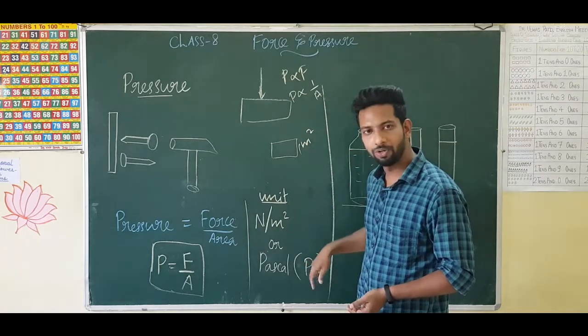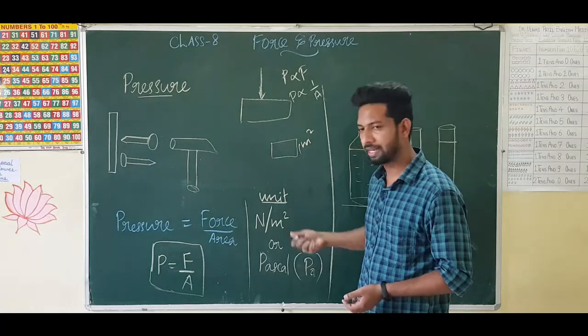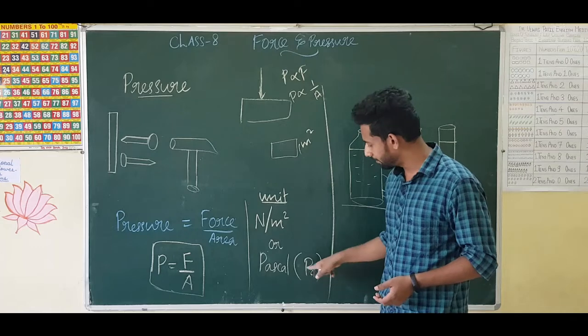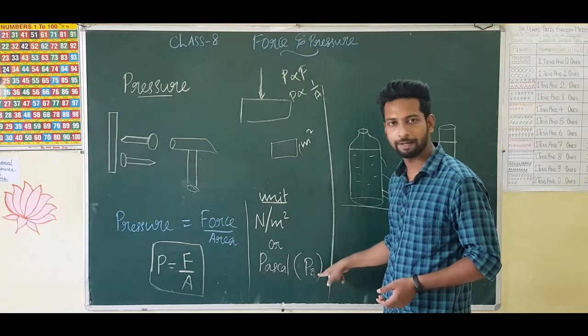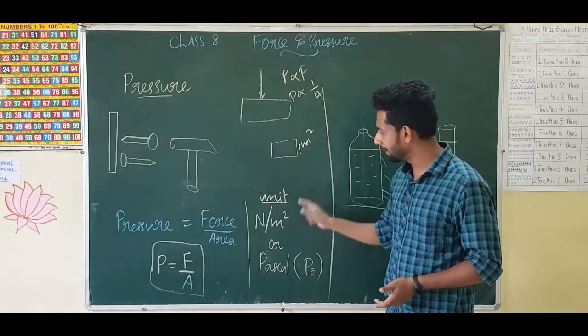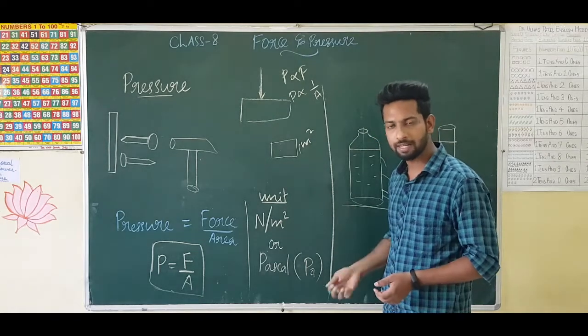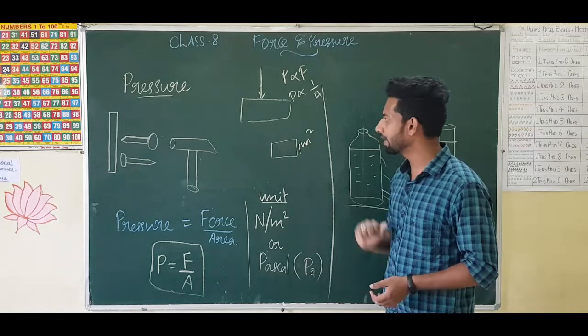And there is one more unit. The name comes from the scientist called Pascal. Pascal is another unit of pressure that is represented by capital P, small letter a. So two units you have to study. The normal SI unit is Newton per meter square. 1 Newton per meter square is also known as Pascal, that is represented by Pa. So we have concluded that part.